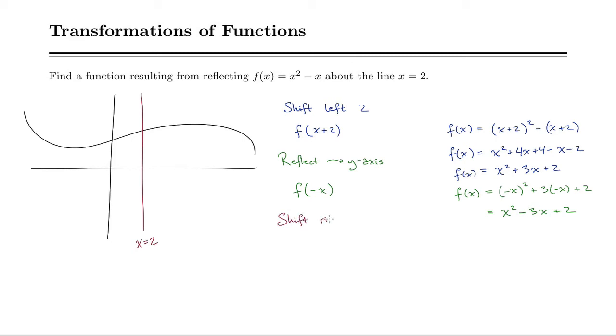So we're going to shift right 2, and we do that by doing f of x minus 2. So everywhere we see x, we're going to plug in x minus 2. So x minus 2 squared minus 3 times x minus 2 plus 2. And we can simplify this. This is x squared minus 4x plus 4 minus 3x plus 6 plus 2. So x squared and then minus 7x and then plus 4 plus 6 plus 2, plus 12.